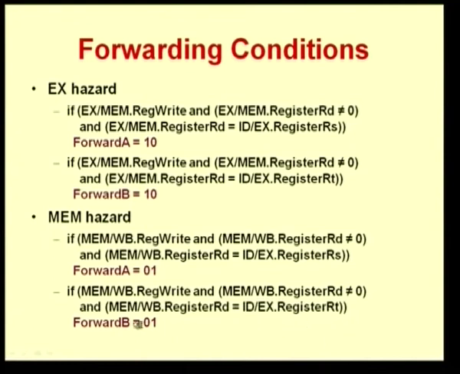Okay. So this shows that you are now checking for MEM/WB.RegisterRd equal to ID/EX.RegisterRt. So then we are forwarding it to B. So forward A or forward B, which is the one that needs to be set. That is what we are checking in this case.